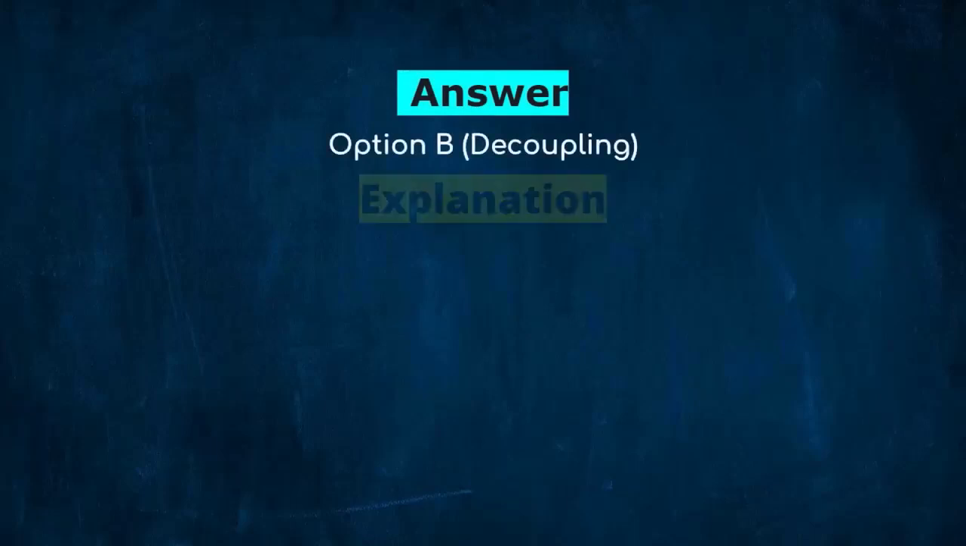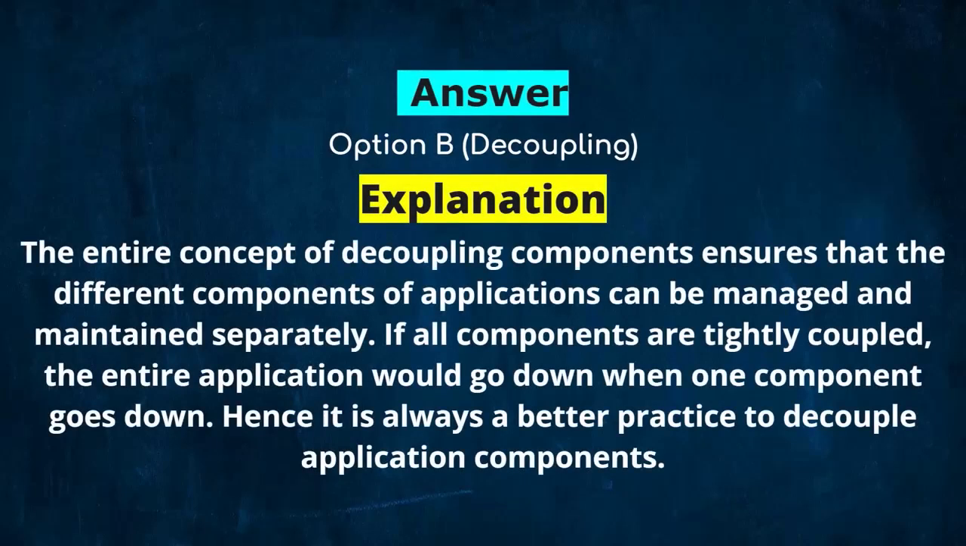Decoupling. Explanation. The entire concept of decoupling components ensures that the different components of applications can be managed and maintained separately. If all components are tightly coupled, the entire application would go down when one component goes down. Hence, it is always a better practice to decouple application components.